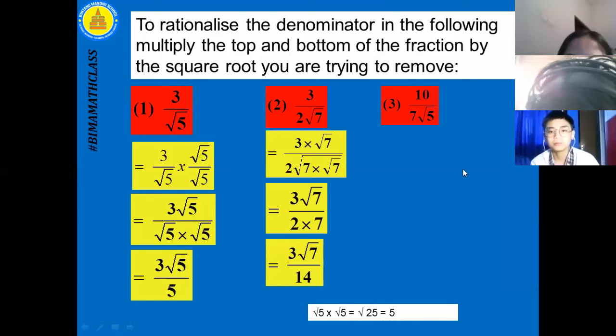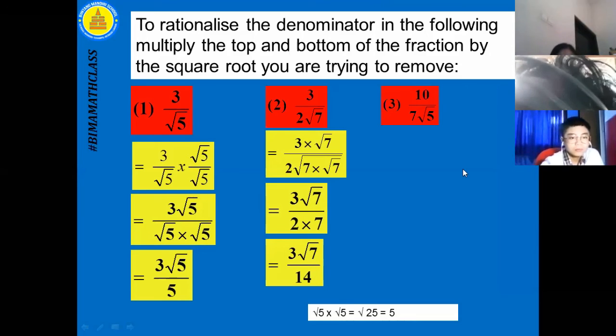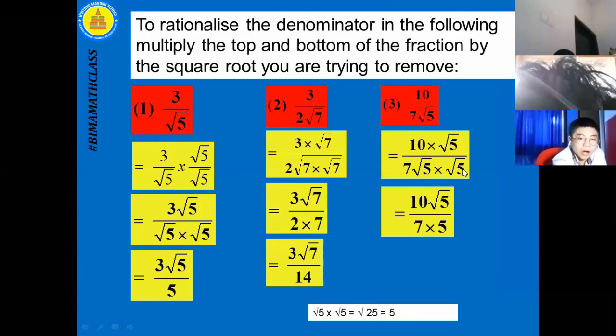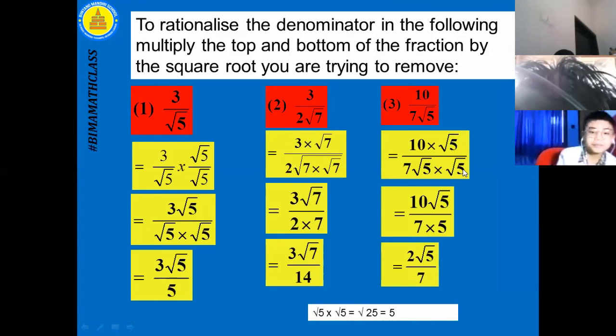I want to challenge Brian. Brian, hello Brian. 10 over 45. 10 square root of 5, 35 over 45. 35. Yep. So like that. Do you agree with that?